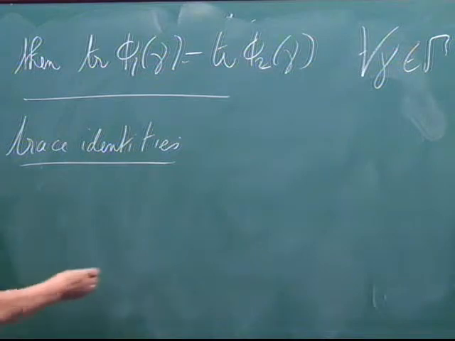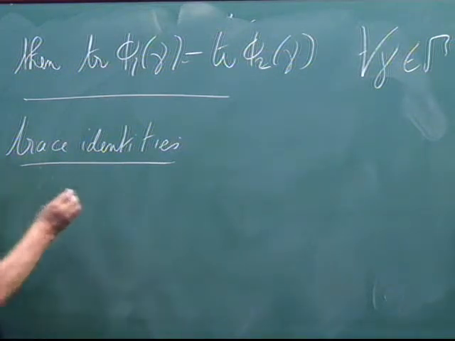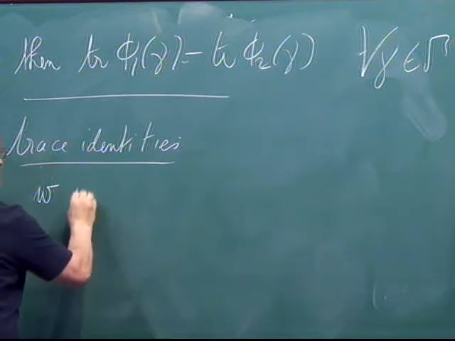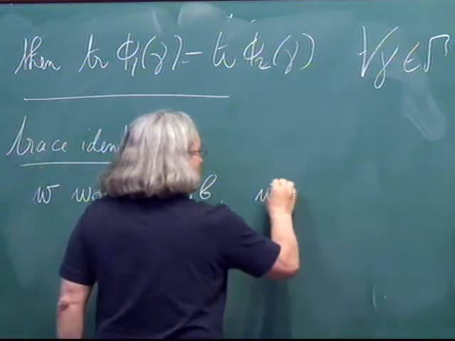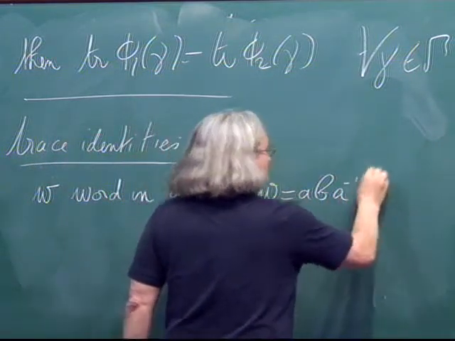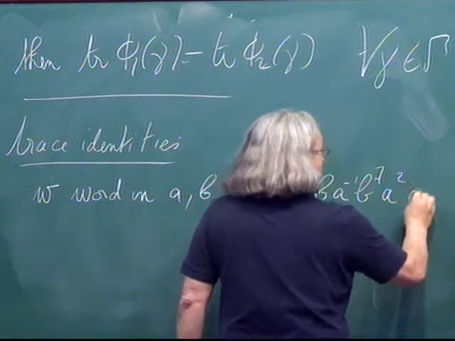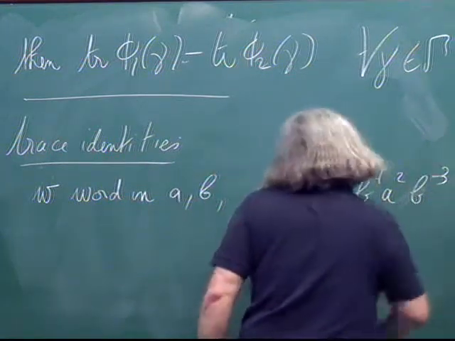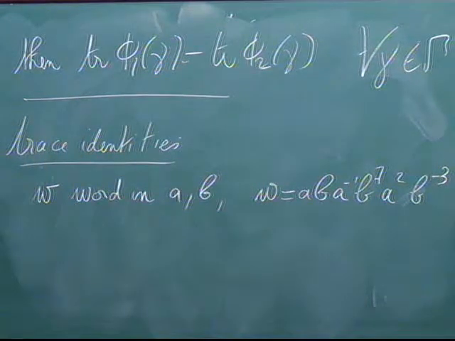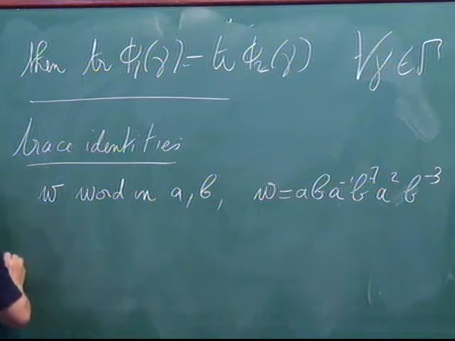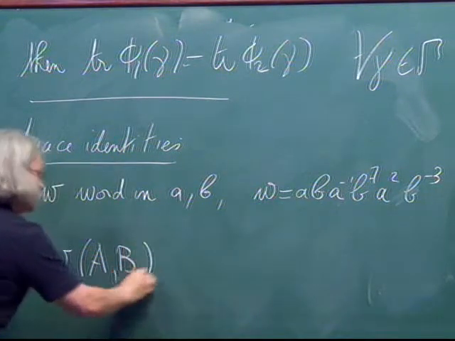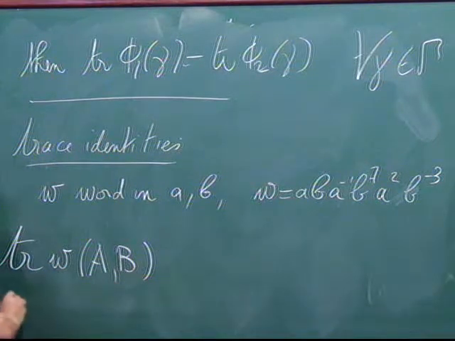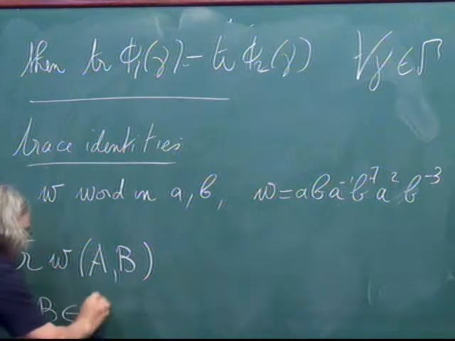Suppose you take a word in two letters. So W is a word in A and B. So for example, W is A B A inverse B^7 A^2 B^-3. And suppose you want to compute the trace of this word when you evaluate it on two matrices, A and B, where A and B are matrices in SL2C.